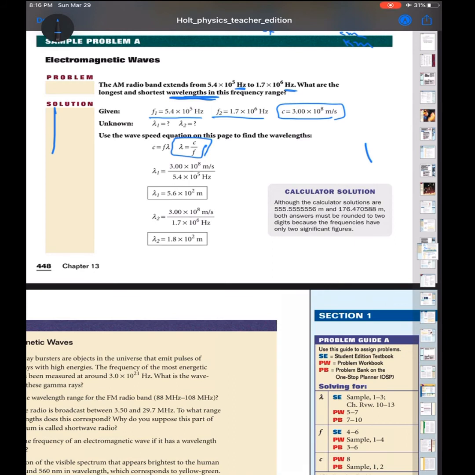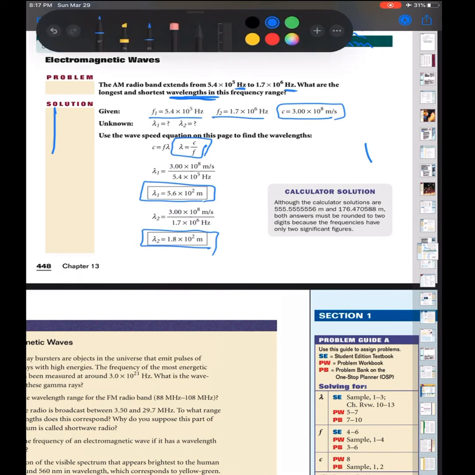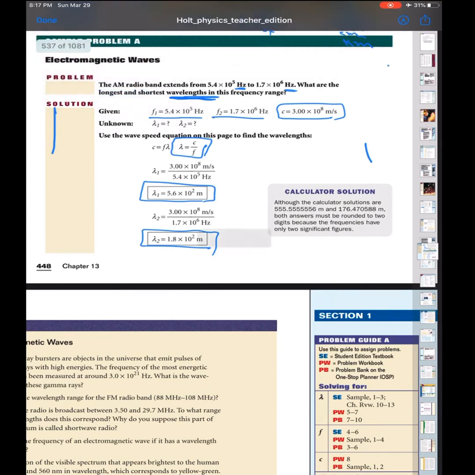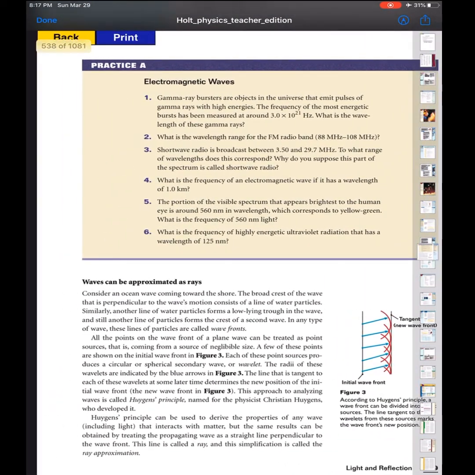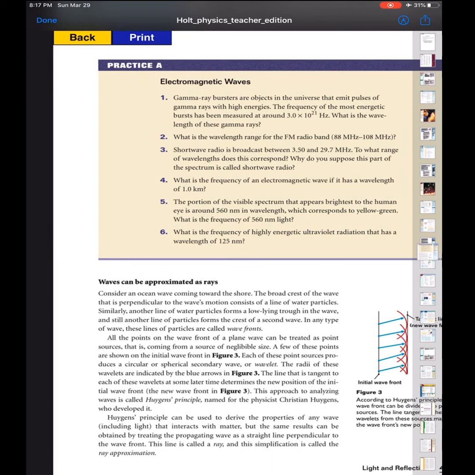For the first one, you're going to divide it. You will get the first wavelength, which is 5.6 times 10 to the power 2 meter. And the second one, 1.8 times 10 to the power 2 meter. That is the wavelength that we are able to find from this frequency range. We have another example.